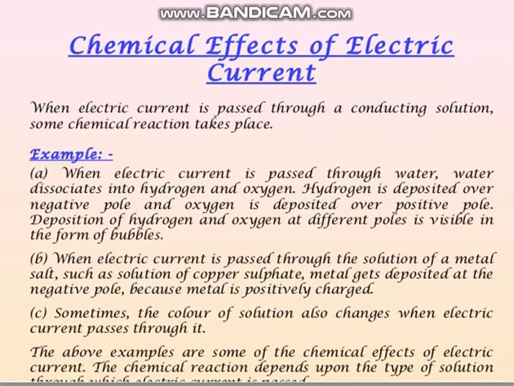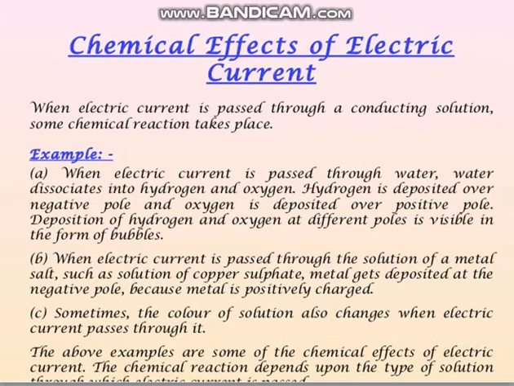Now basically we have to discuss the chemical effect of electric current. In this chapter the main thing is what happens when the electric current passes through a liquid. When we pass the electric current through the liquid, that liquid dissociates into ions, and these ions move towards the oppositely charged terminals, which are also known as electrodes. There they discharge and start depositing. That is exactly the chemical effect of electric current.